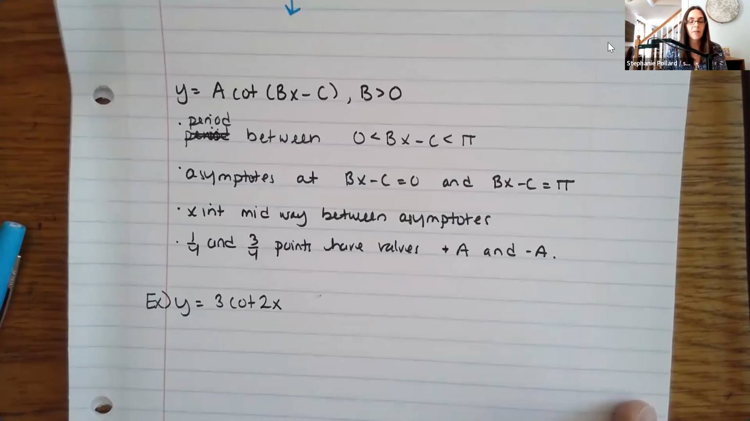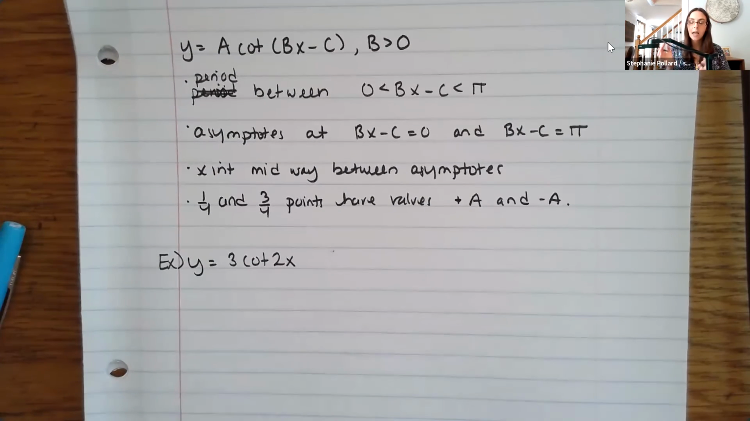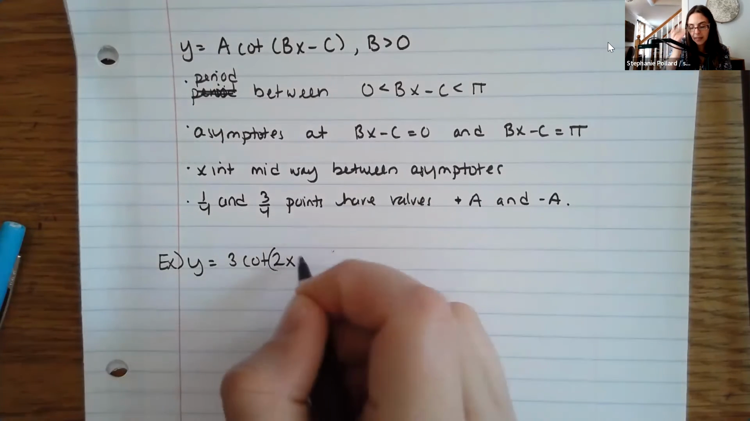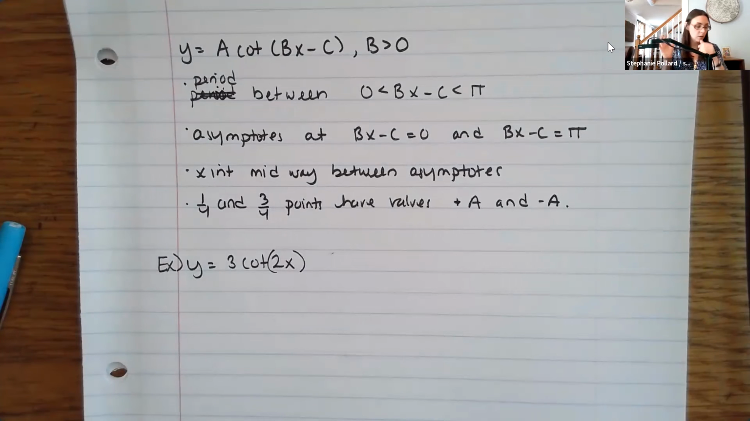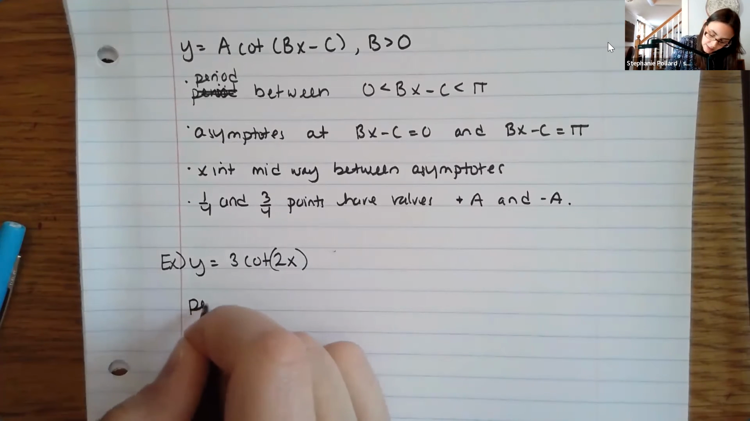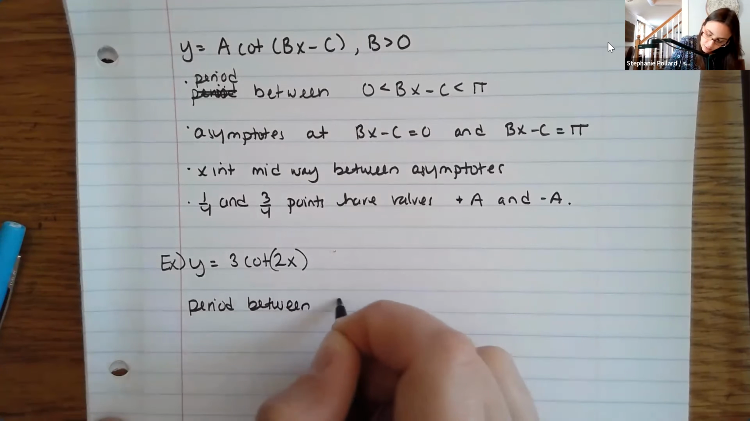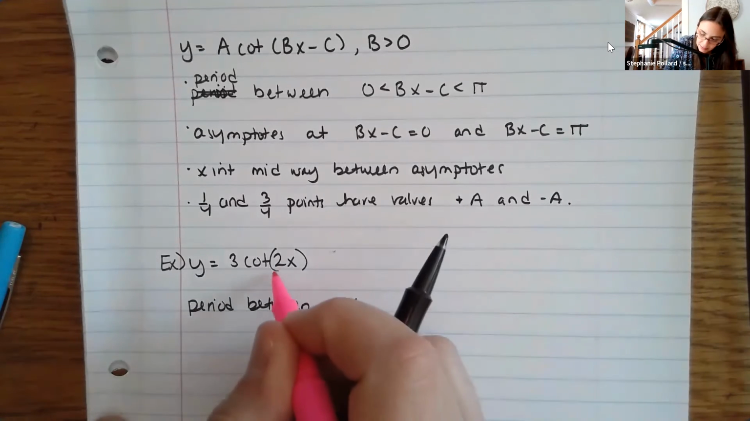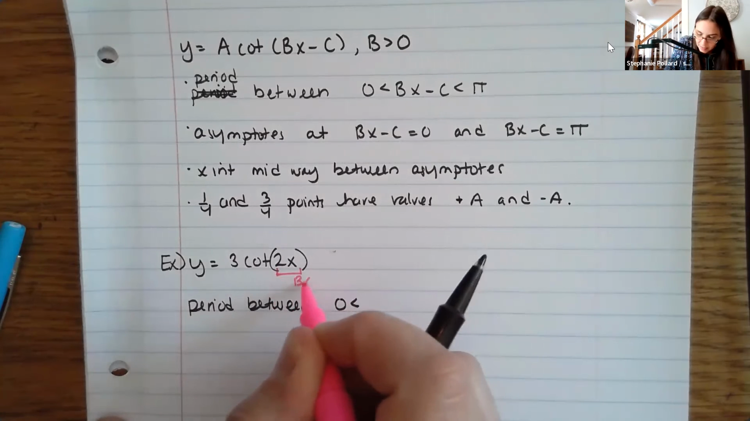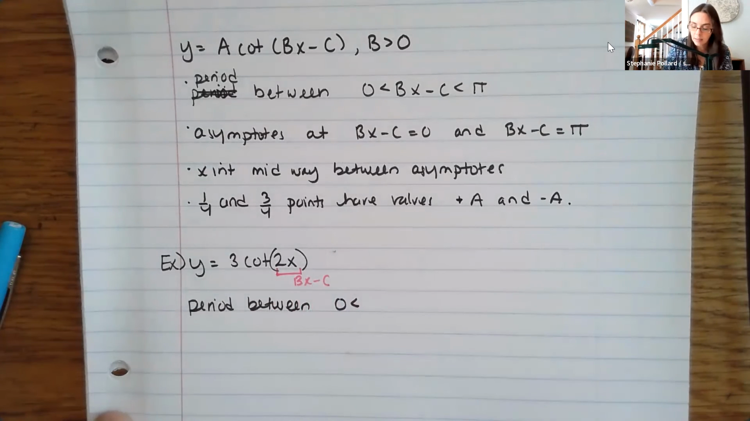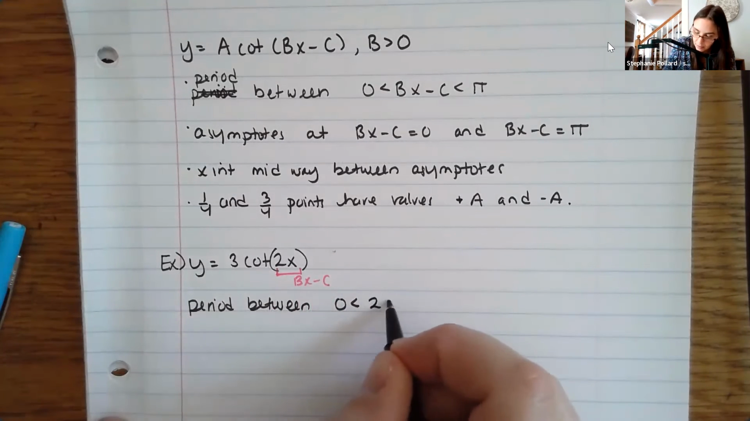So we're going to go ahead and graph 3 cotangent 2x. And don't forget that this part is what's being plugged in. So if it helps you to put parentheses there, you can, but you don't have to. So the first thing I'm going to note is that my period is between 0, and this is my bx minus c here. There's no minus c part, right? It's just the bx, but that's what I would be plugging in here.